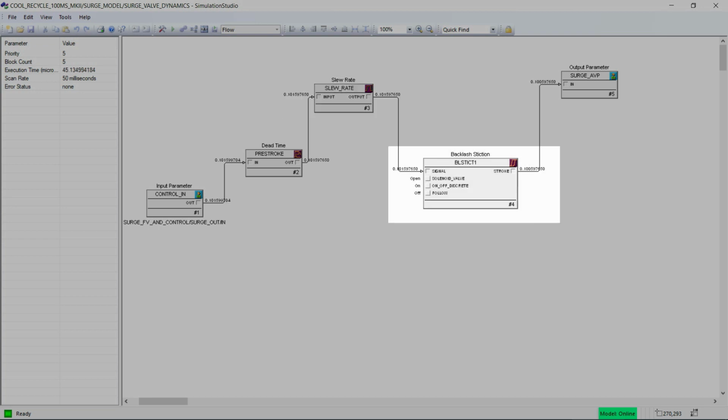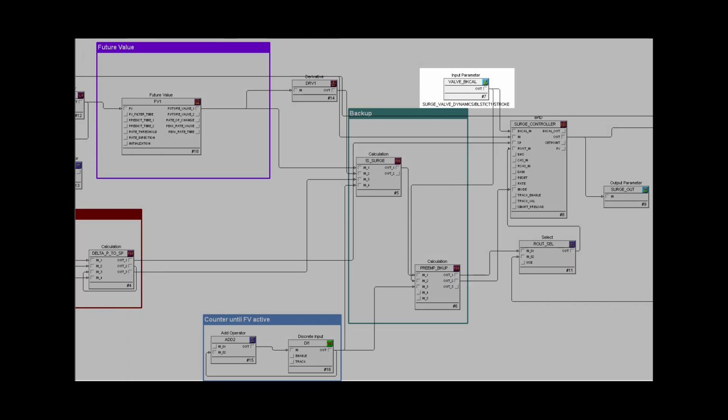Additionally, the backlash stiction block includes two-stroke lag times of 0.4 seconds and 0.1 seconds. The output of the backlash stiction block is connected to the surge controller's backcalculate input, thereby linking valve dynamics and control performance.